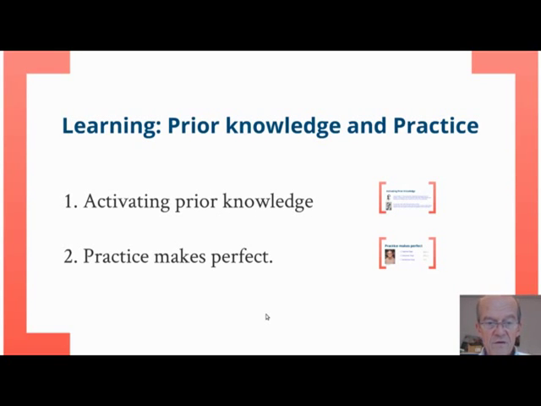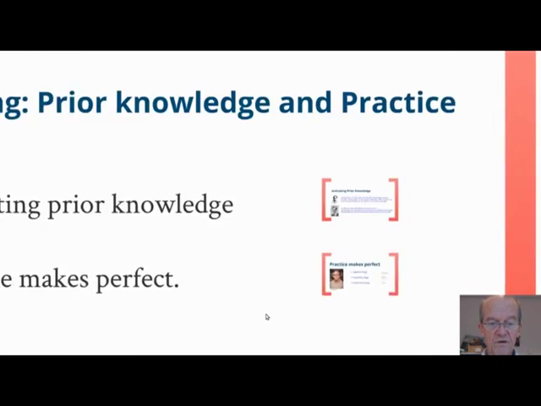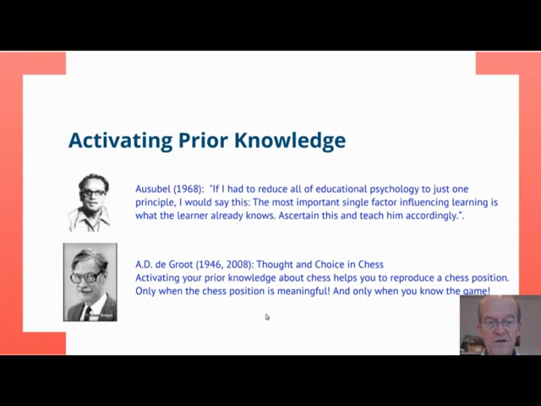The next unit is about two important, let's say, mechanisms for learning. The first mechanism is activating prior knowledge, and the second mechanism is practice. Okay, we first move to the importance of activating prior knowledge.